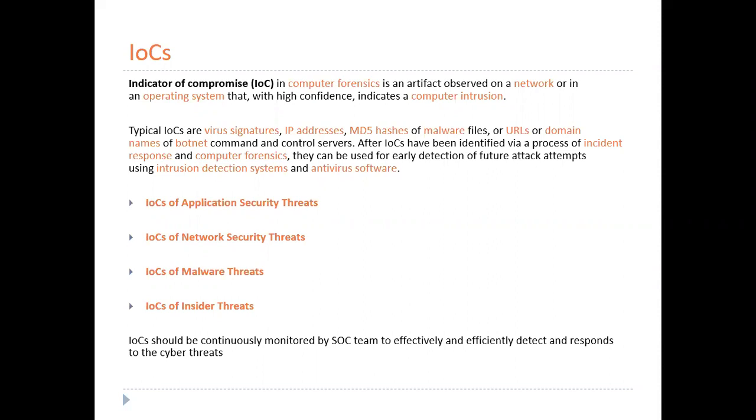These can be virus signatures, IP addresses, hashes, malware files, URLs, domains, botnets. Once you identify any of the compromise indicators, then you can take the action which is needed to respond to that incident. There are four types of IOCs. You can divide them into application security threats, network security threats, malware threats, and insider threats.